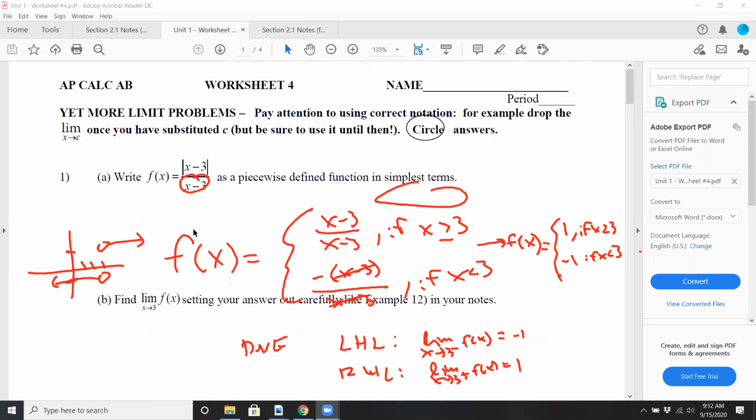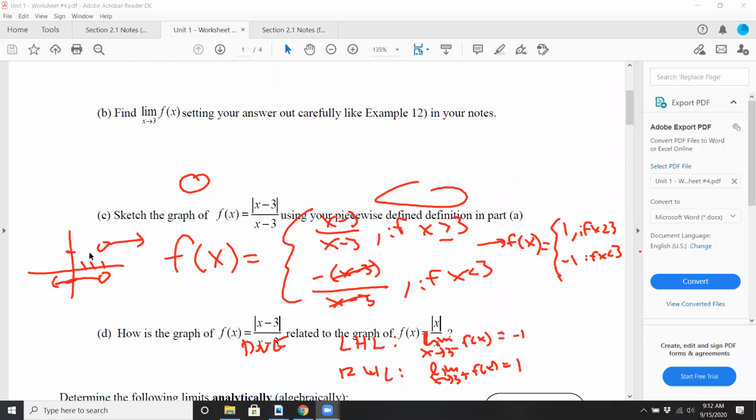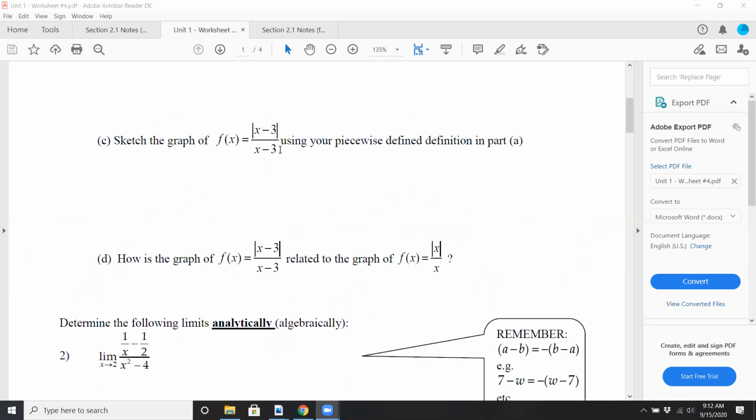If we keep moving, see, I already did the sketch for you. There we go. So there's C right there. And then how are they related? It's just a shift of 3 right. So it is a transformation. So hopefully we're okay there with that. Okay, we'll keep moving.